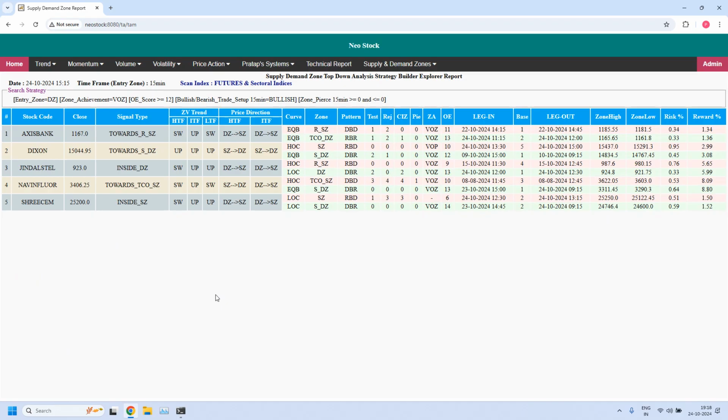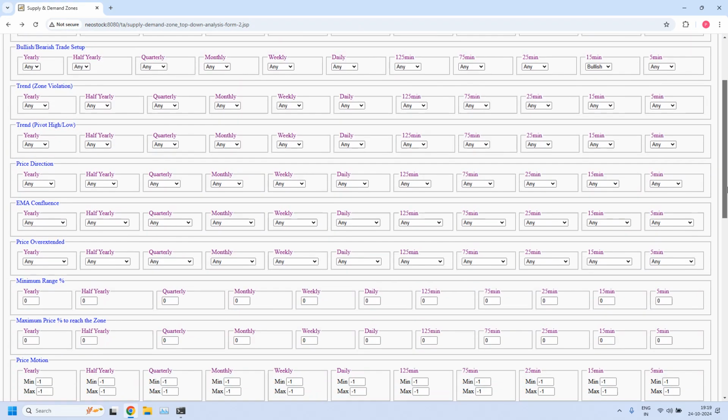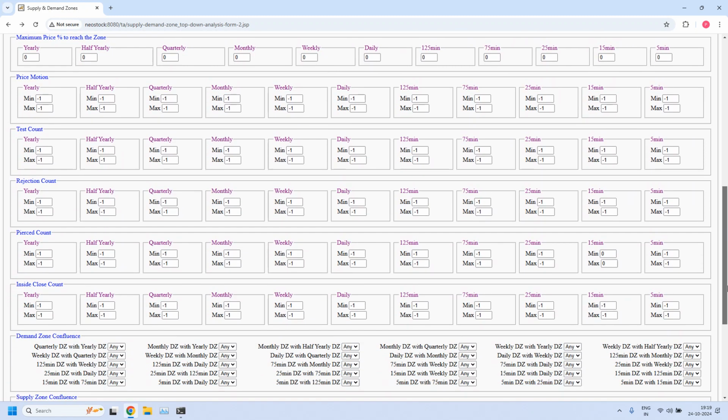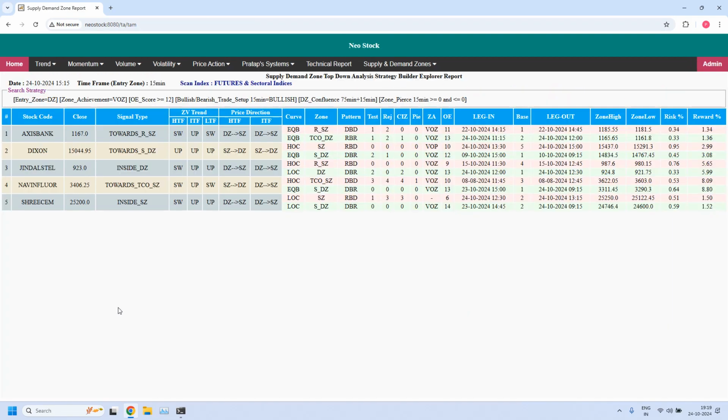Let's verify. So let's look for ITF confluence. That is 15 minutes demand zone confluence with 75 minutes demand zone confluence. So I am enabling that filter. With this filter, we got 5 stocks. All the 5 stocks are having ITF confluence. That means the 15 minutes demand zone is part of the 75 minutes demand zone. And these 75 minutes demand zones are in uptrend because they are bullish trade setup.